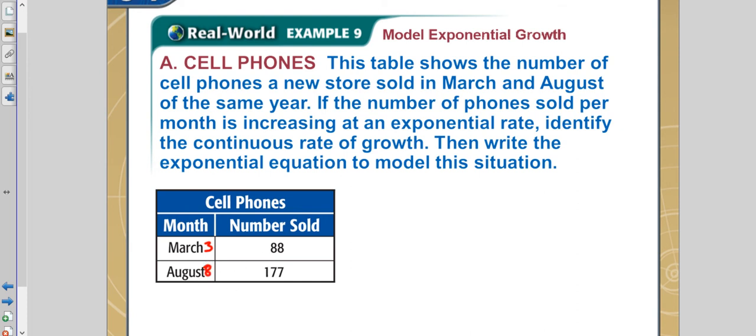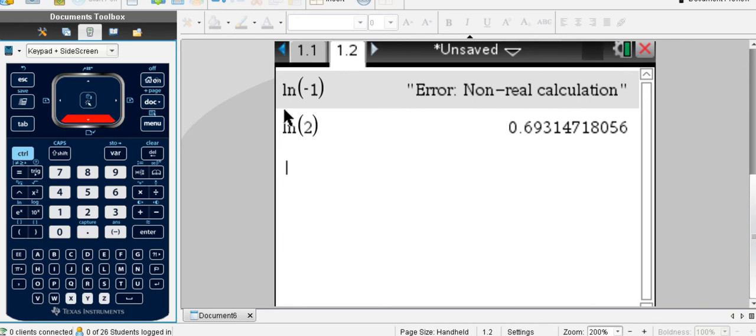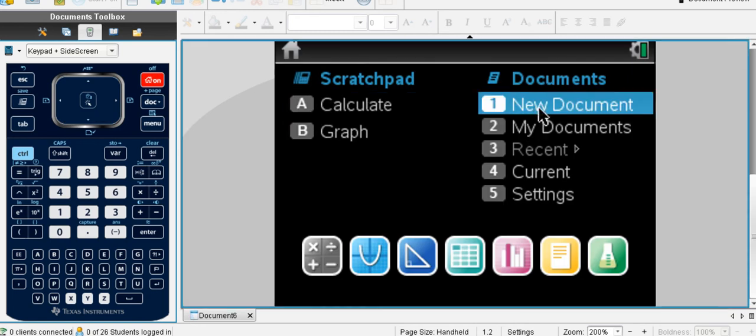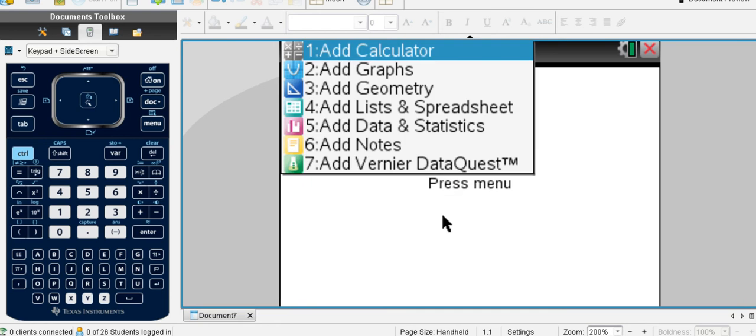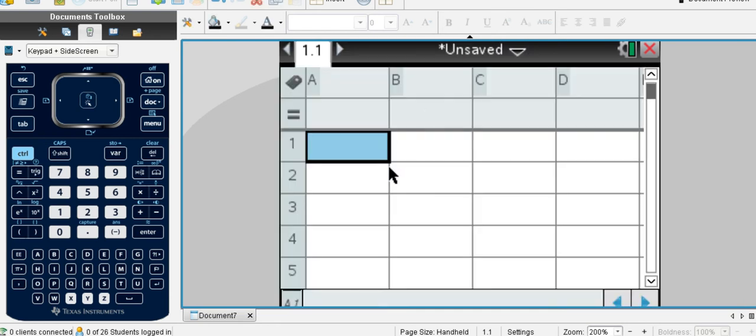Now let's go through how we use lists and spreadsheets for this. So we're going to come over here to our calculator. We want to choose a new document. We're not going to save. And so we'll go to lists and spreadsheets. The first thing that's most important is you must put X at the top of this column and Y here. We had months 3 and we had months 8. That's for March and for August. And we had a certain number of cell phones sold in each of those months. It was 88 and then 177.